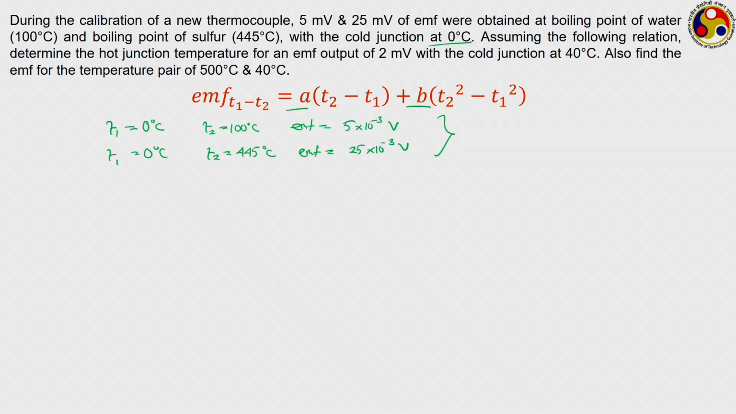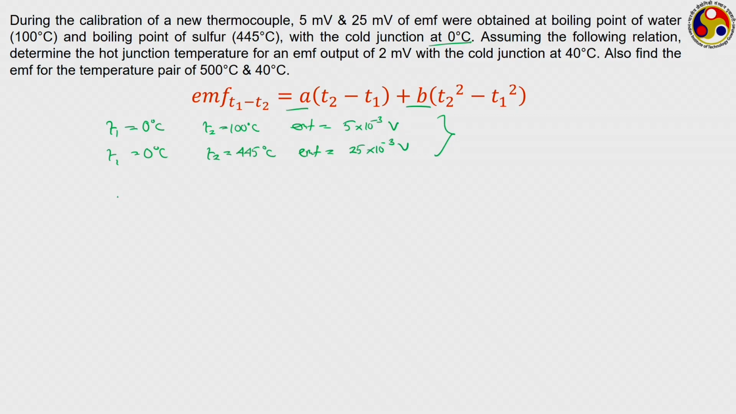We can get some numbers corresponding to A and B. I do not have the values, so I am not writing it here. You can easily solve it by putting the values of T1 and T2 and getting the corresponding two equations. Now, using this relation, we have to calculate the hot junction temperature for an EMF output of 2 millivolt with a cold junction at 40 degree Celsius.